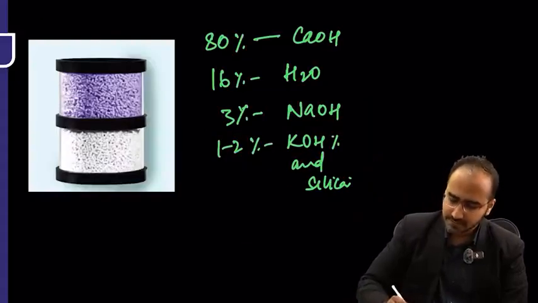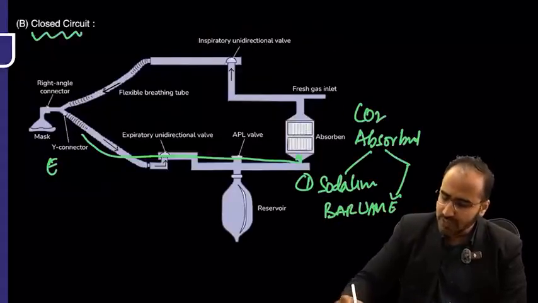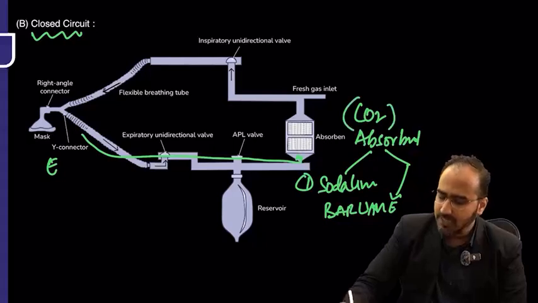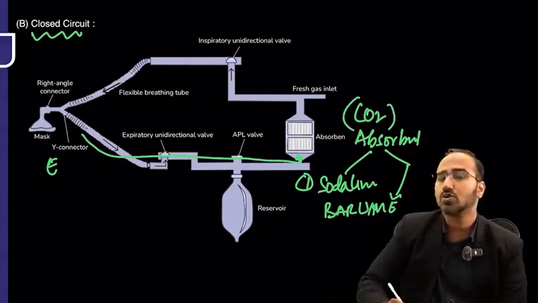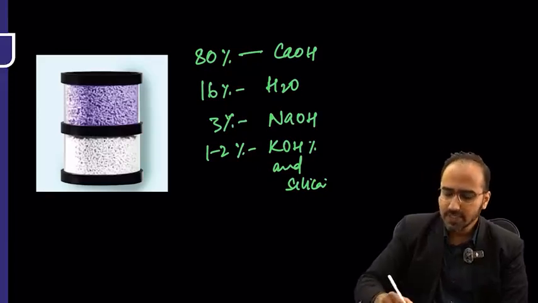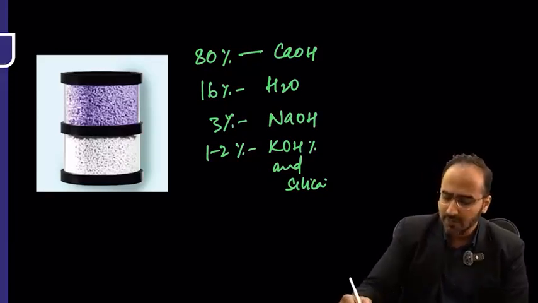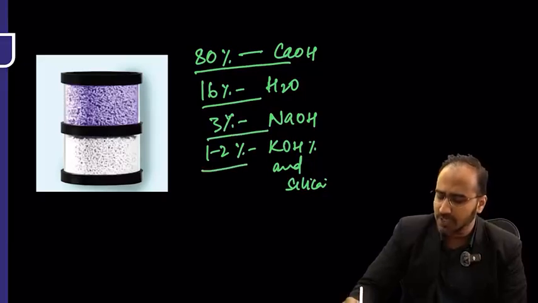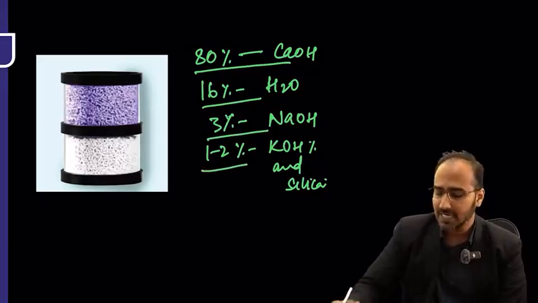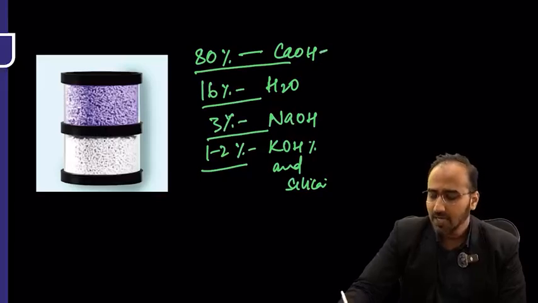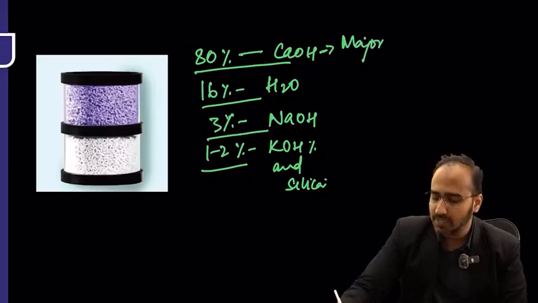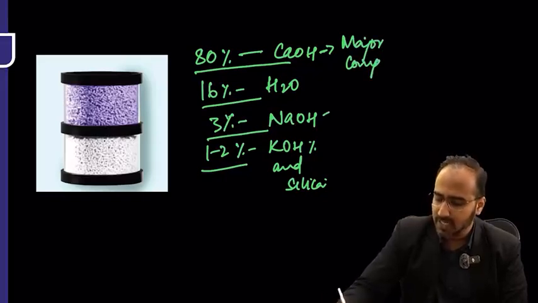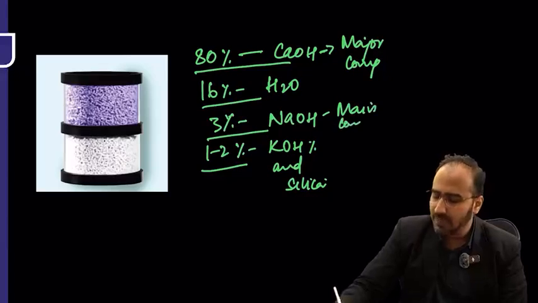Now look over here, guys. These gases go into the soda lime and what will happen? Carbon dioxide gets absorbed. Right? What is soda lime made up of? That was the question. Soda lime is basically made up of 80% calcium hydroxide, 16% water, 3% sodium hydroxide and 1 to 2% potassium hydroxide and silica. Now guys, remember the main components. Remember the major component of soda lime is what? It is the calcium hydroxide. Whereas the main component of soda lime is what?